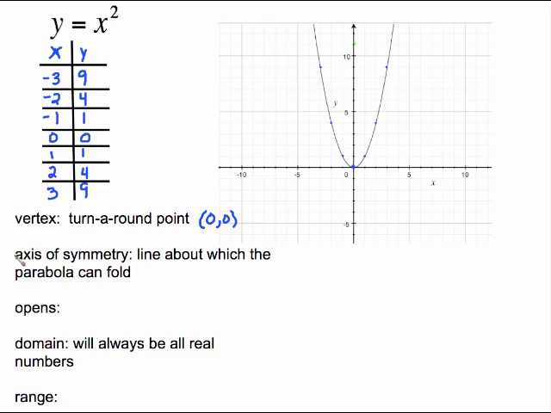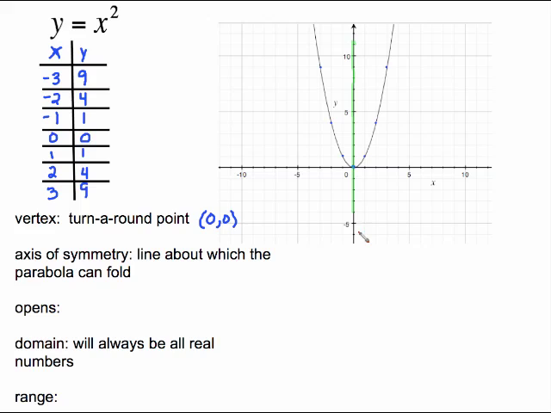Axis of symmetry. Axis is another word for line. The line of symmetry is the line about which this parabola can fold. So if I can think about this line being drawn right down the middle, if I fold this parabola across this green line, that point lands on that point, that point lands on that point, that one lands on that one. And that means that this parabola is symmetrical.